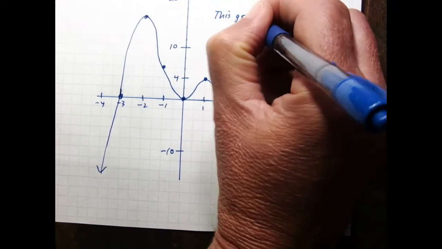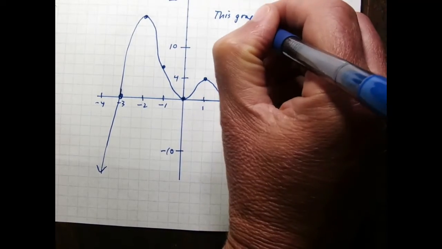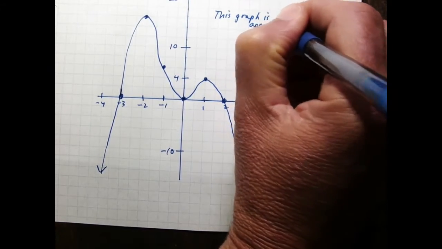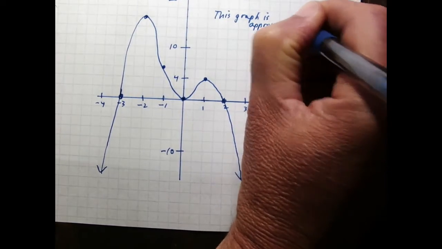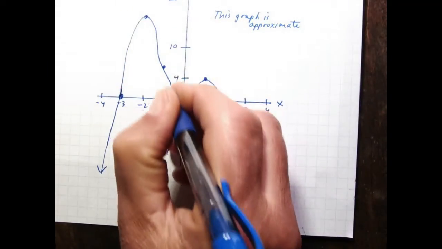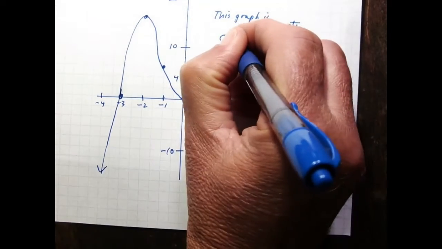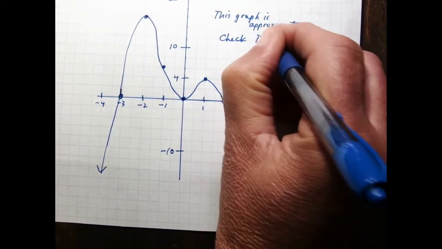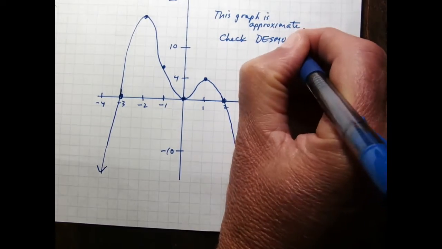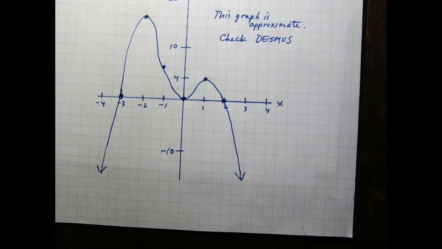Now, this is only an approximate graph, even though I drew it pretty carefully. I really don't know where some of these turnaround points are. So I suggest you check Desmos. And I want to just show you what I mean by that, by Desmos. I'm pulling up my tablet. And if you have trouble using Desmos, let me know.